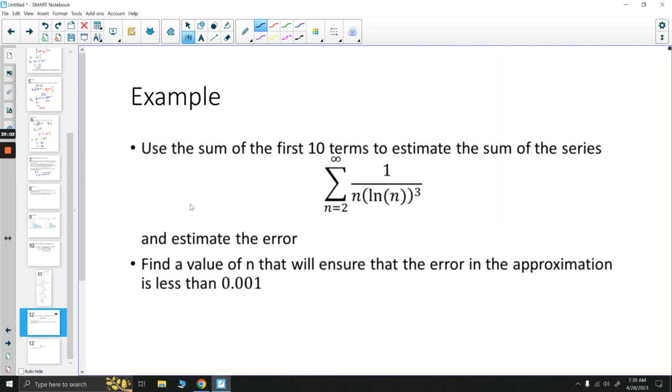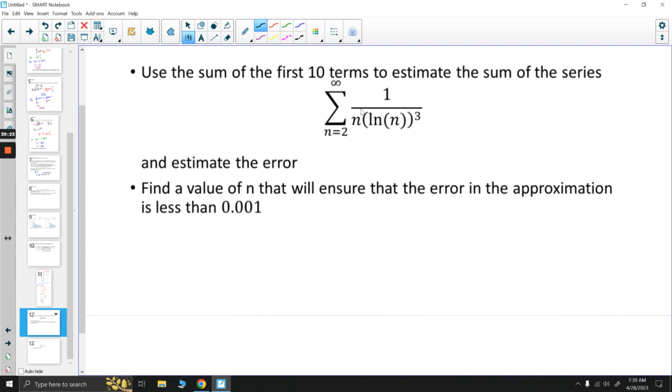Okay, let's do another one. So we're going to take a look at that same one that we've already done, this 1 over n ln n cubed, to find some value of n that will ensure that this approximation error is less than 0.001. So that same statement, we're going to do the 10th partial sum. We already know this converges, so we don't have to waste time showing it converges again because we've already done this one. So let's take a look at this one.